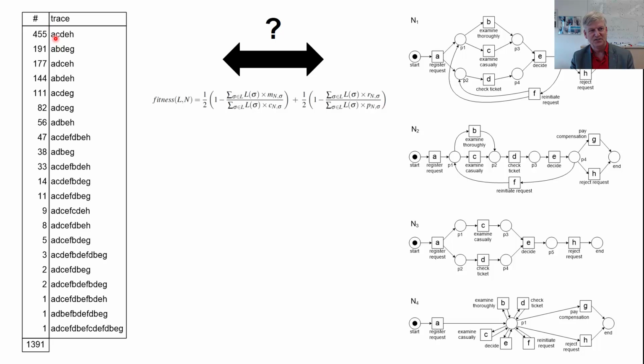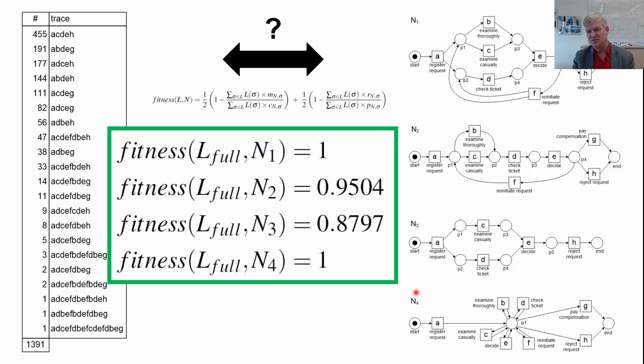So the trace sequence of activities A, C, D, E, H happened 455 times. If we look at the traces here at the bottom, which seem to correspond to loops, they are happening just once or 2 times. Now we can look at the corresponding possible models. So these models could have been discovered, or these models could have been made by people as a normative model, and now we can compute the fitness.